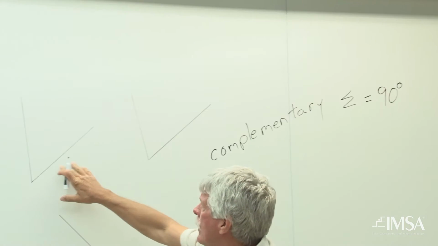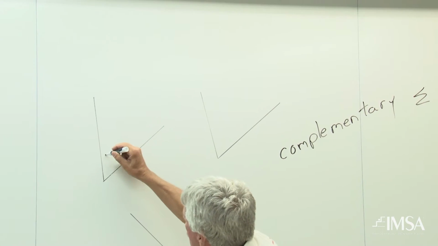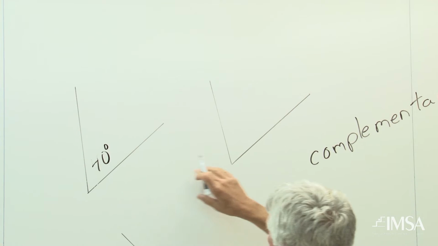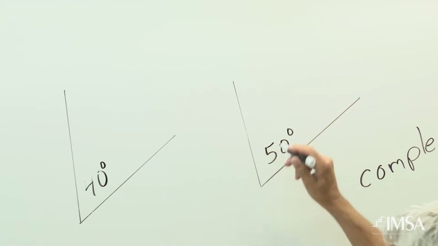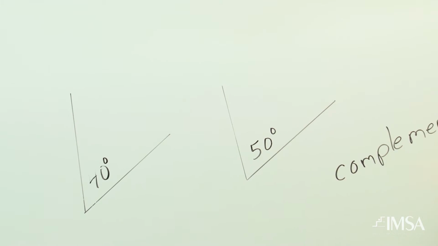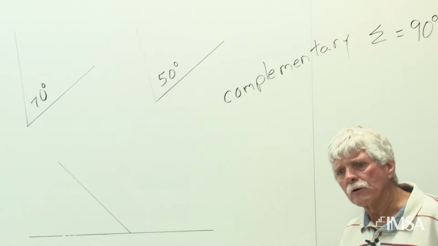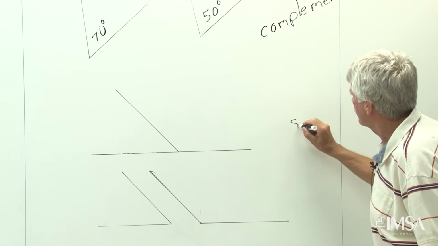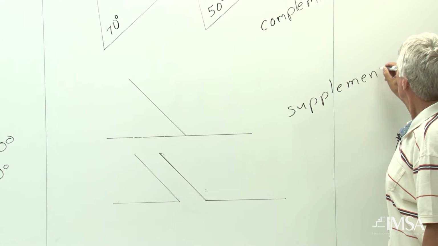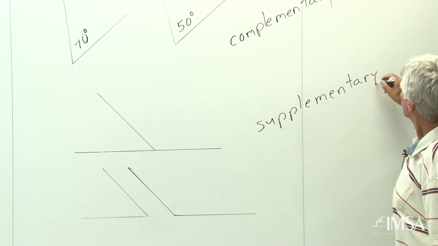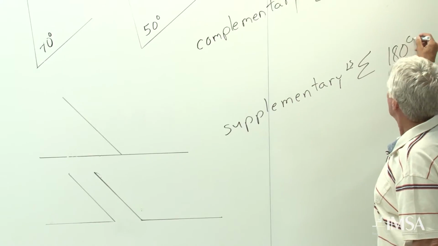Now, they can be separated like this, or they could be together, forming that right angle. So if this is 40 degrees, we would know then that this vertical angle would then have to be 50 degrees. Complementary angles have a sum of 90 degrees. We have two sets down here of what are called supplementary angles. And their sum is 180 degrees.